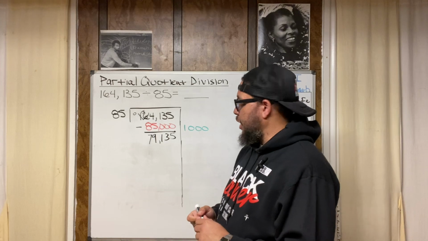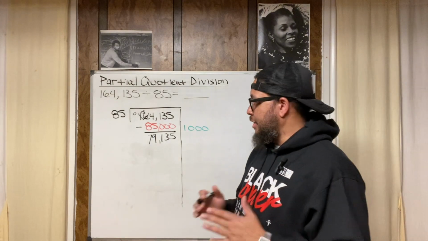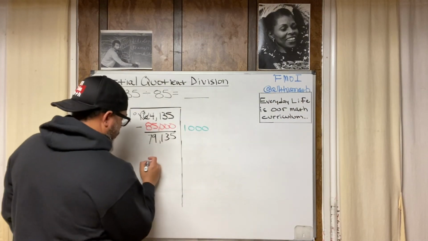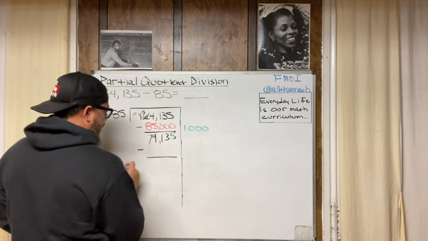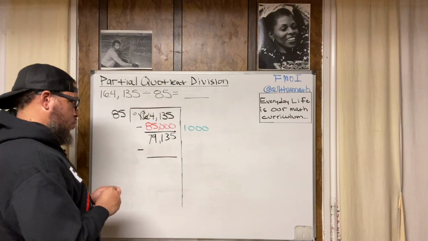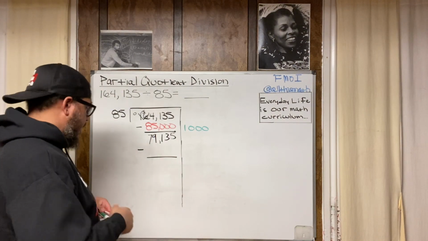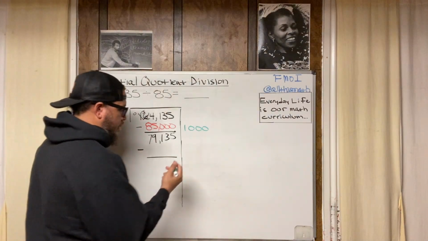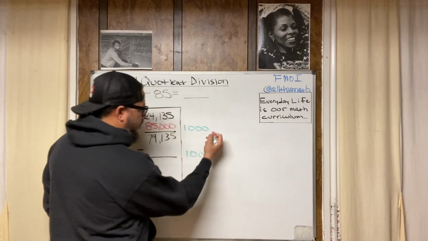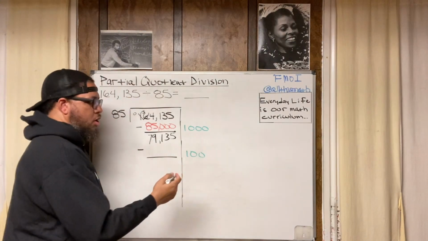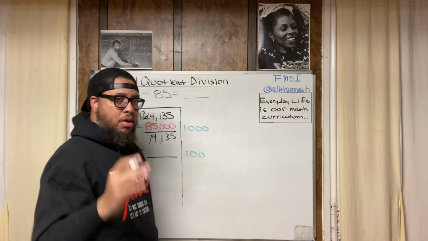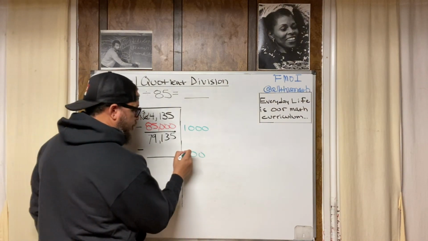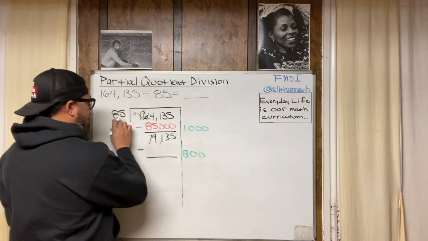Because 85 times 8, and that's not really 8, it's really 800. 85 times 800. So let me draw my line right there, put my minus sign because I know it's going to go here. This is what's going to happen. I'm going to put my 800 out. And these are what we call partial quotients. They're part of my final quotient. So let's do 85 times 800.